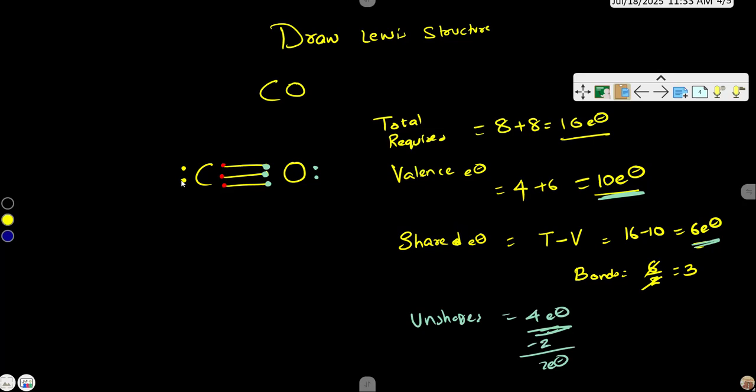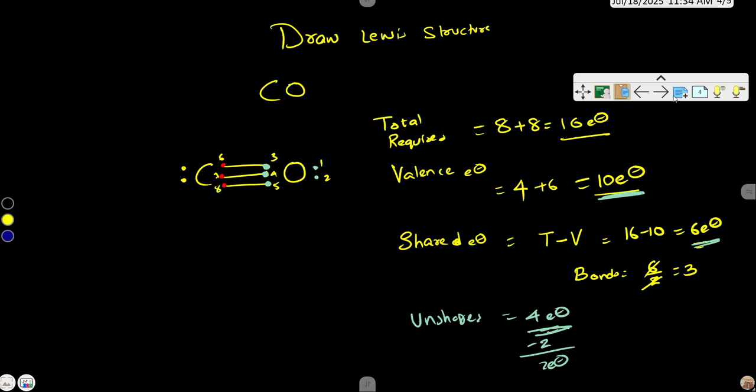Now check whether carbon's octet is finished or not. Check 1, 2, 3, 4, 5, 6, 7, 8. The carbon's octet is finished, and also oxygen's octet is finished. If you want, you can check 1, 2, 3, 4, 5, 6, 7, 8. I hope you understood. This is how carbon monoxide's Lewis structure is drawn.